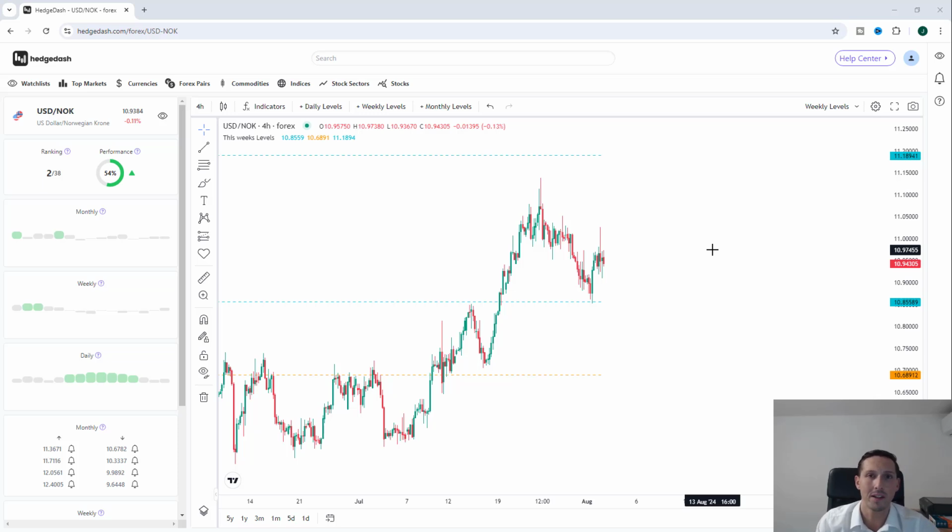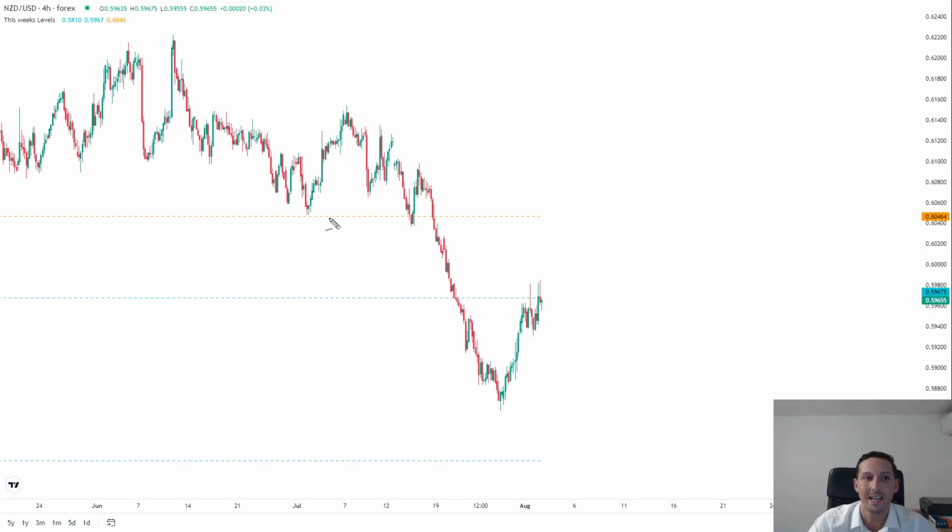Now, it doesn't always work like that, obviously, and we're going to look at some opportunities that don't work this week, and also some that I actually got involved with, which didn't work and which also did work. I'm going to show you the real ones from this week, the real setups with the timestamps that I took this week. So next market we could look at here is New Zealand dollar.